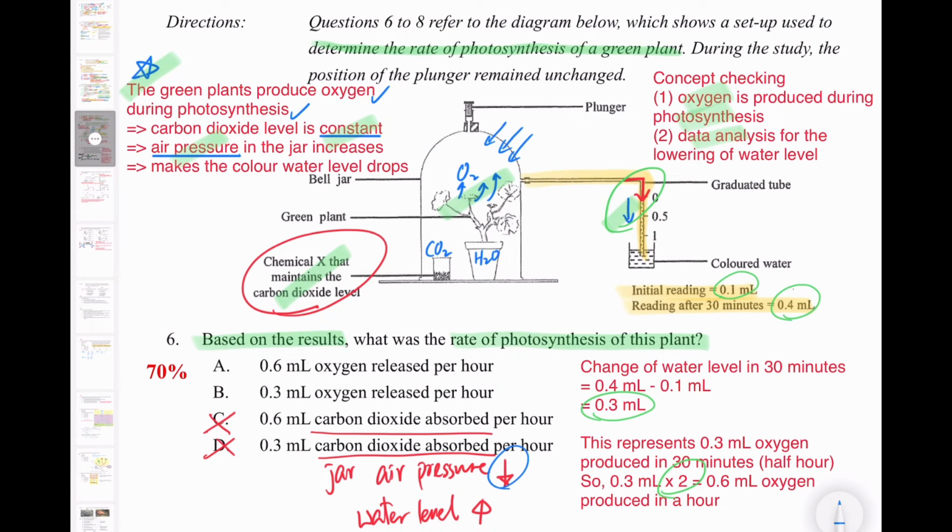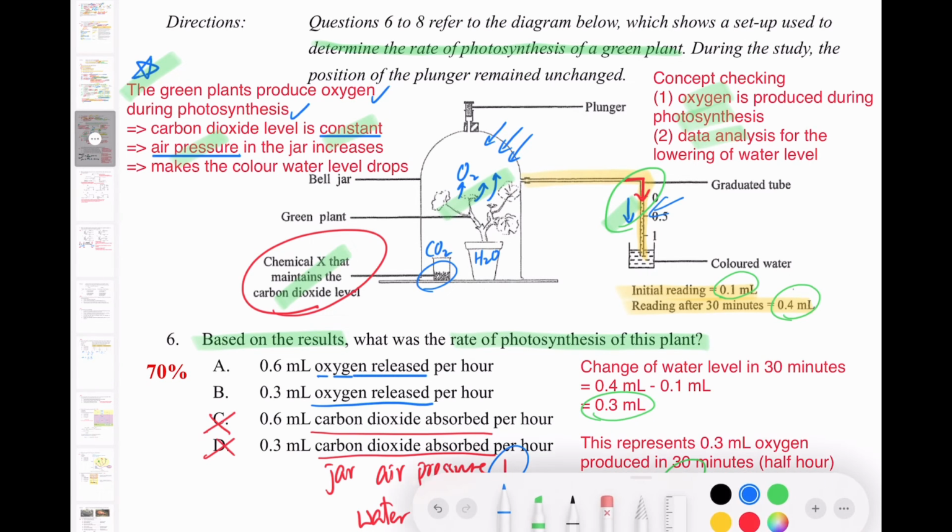But of course, we add some chemical to maintain a relatively constant level of carbon dioxide. But what if it is really the case that air pressure drops? Then the water level of the apparatus should rise. But we do not see that. So that's why we must be dealing with the oxygen released by the plant. That means options A and B can be the answer.